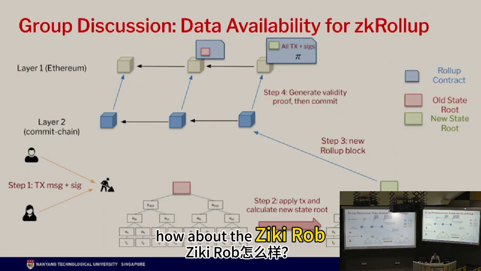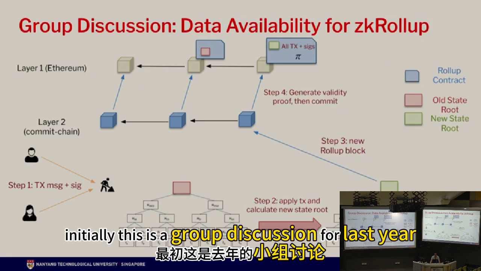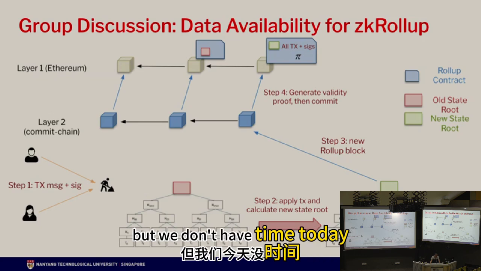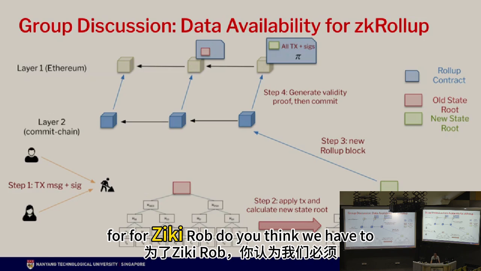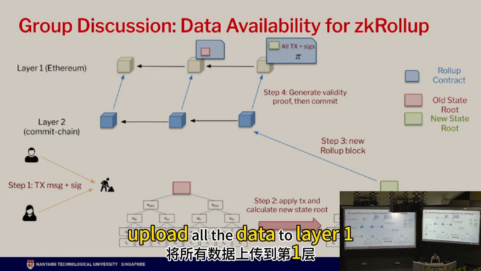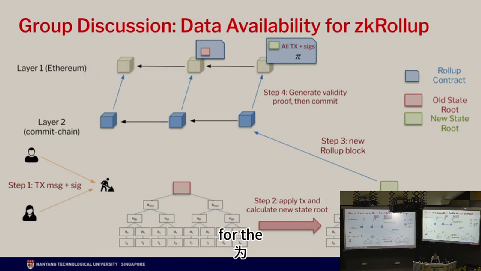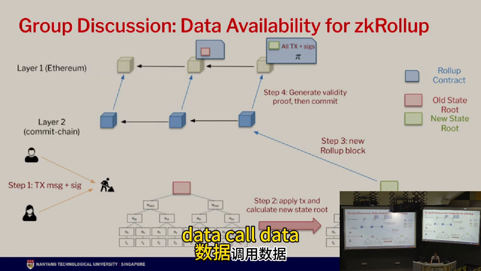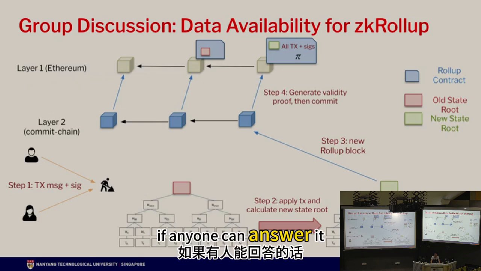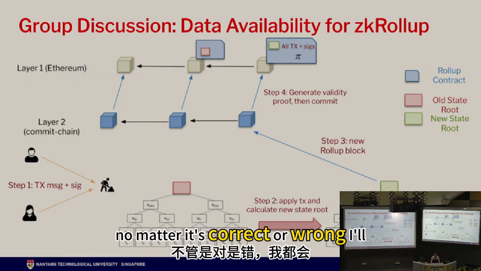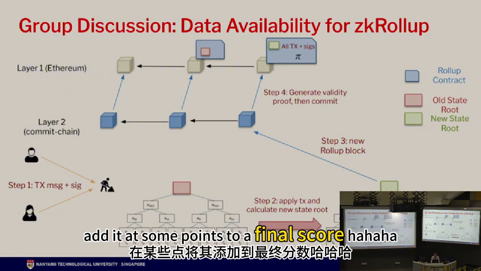How about the ZK rollup? Initially, this was a group discussion for last year, but we don't have time today. But think about the ZK rollup. For the ZK rollup, do you think we have to upload all the data to layer 1, as call data? Anyone want to try? If anyone can answer it, no matter whether it's correct or wrong, I'll add some points to the final score.